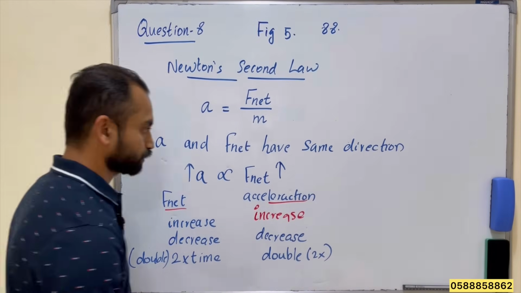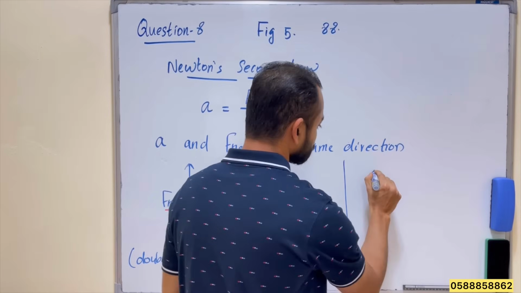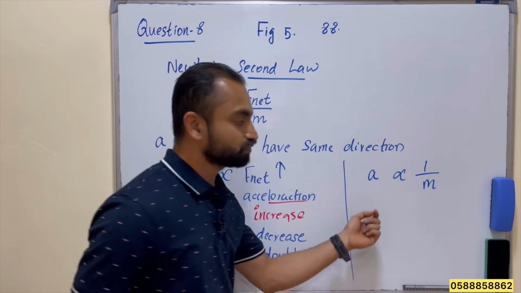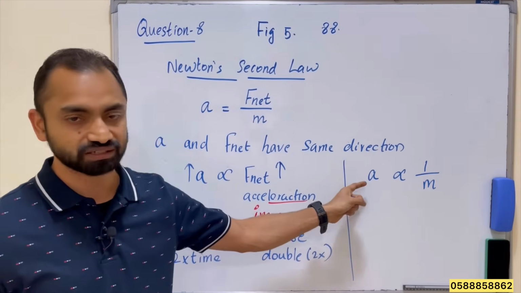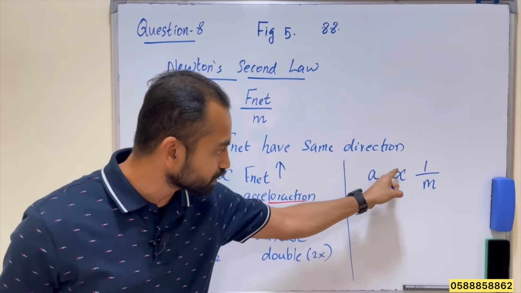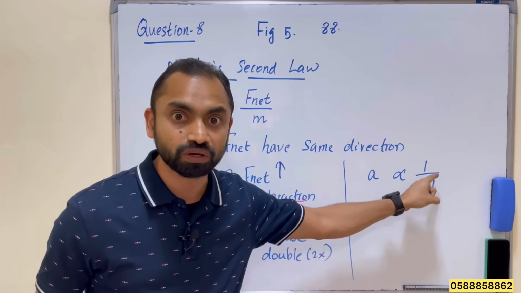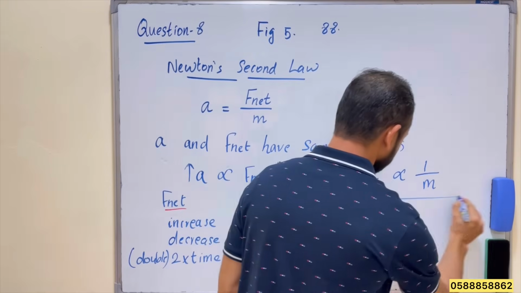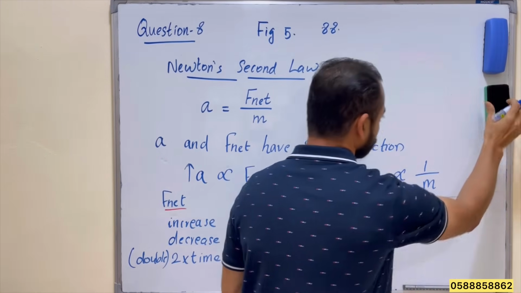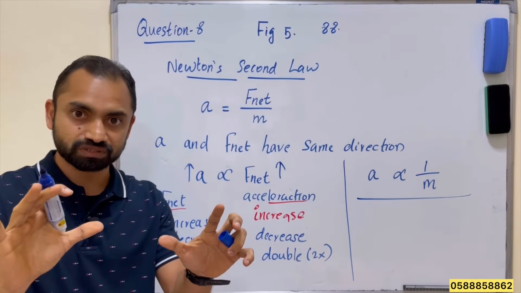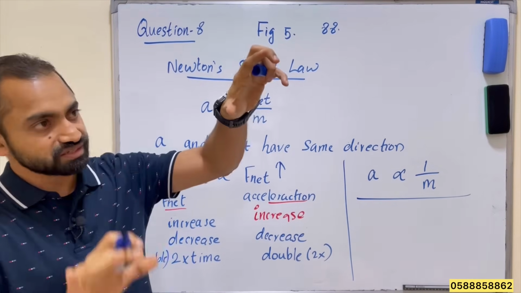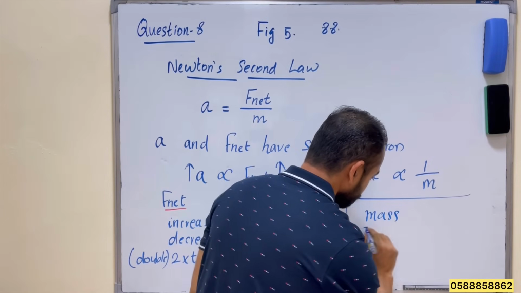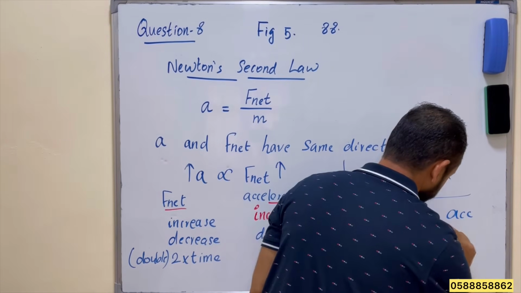They are directly proportional, and the acceleration of an object is inversely proportional to the mass of the object. Inverse proportionality we write like this: acceleration is directly proportional to 1 divided by mass. What does it mean? When mass increases, acceleration will decrease. Inversely proportional means opposite. So we will write here mass and acceleration.